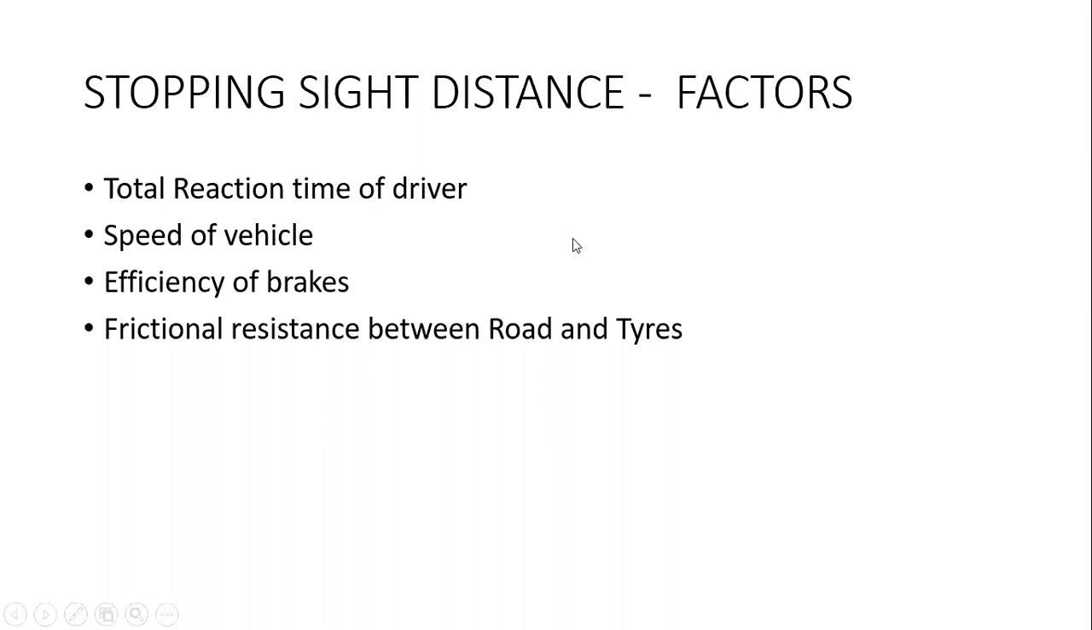Now you have other factors like the speed of the vehicle. Definitely, when you're going to stop the vehicle when you see an obstruction, the stopping sight distance will be dependent on the speed also. Higher the speed, higher will be the stopping distance. And SSD will also depend upon the efficiency of the brakes. How effective the brakes are is also one of the major factors. And finally, the frictional resistance, which is between the road and the tires.